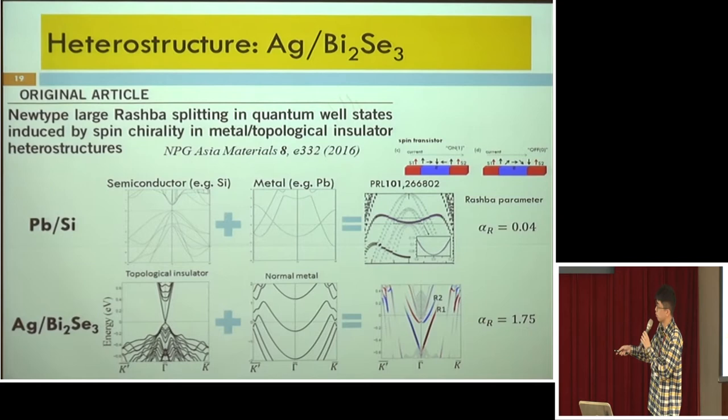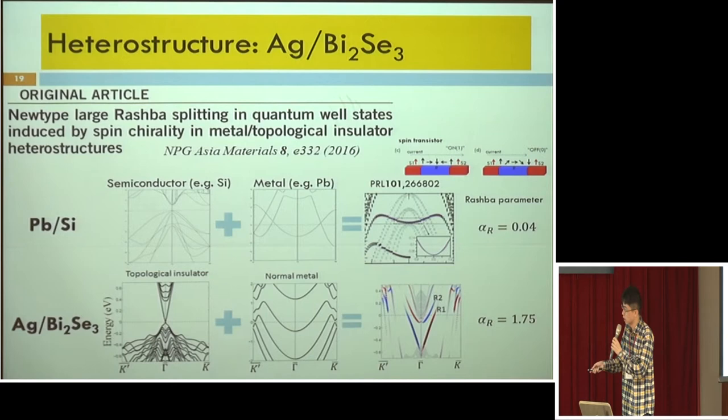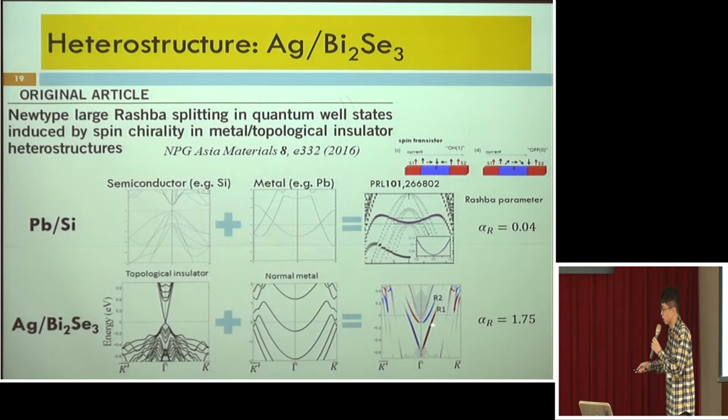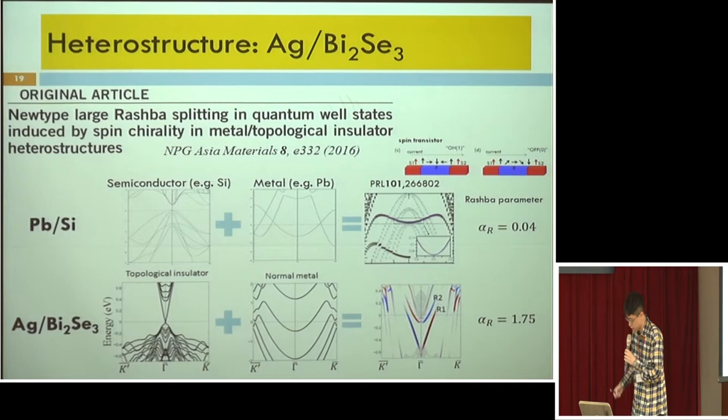Recently, we found if we put a normal metal on topological insulator, the quantum well state will interact with the surface state of topological insulator and induce a very large spin band splitting in the metal quantum well. And our theoretical prediction, the Rashba parameter is around two orders larger than the typical semiconductor case.